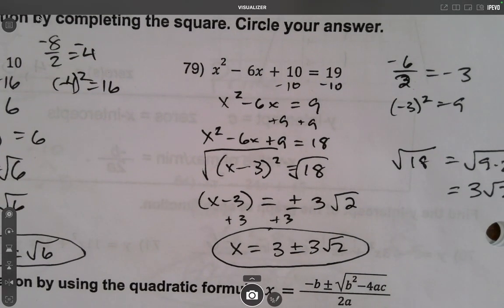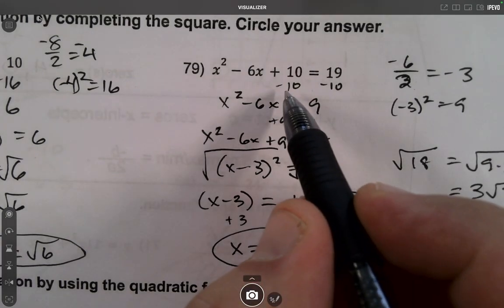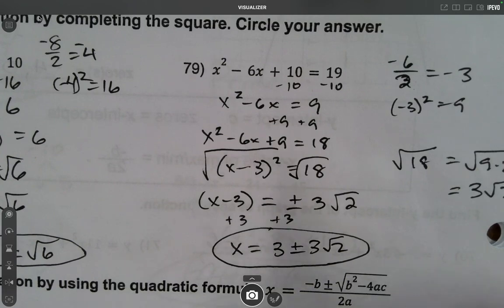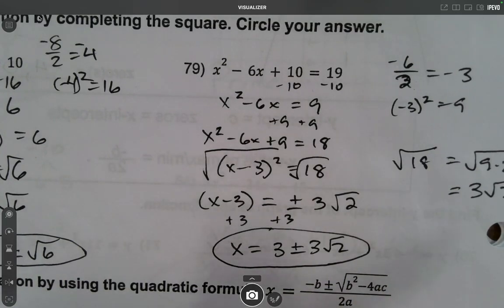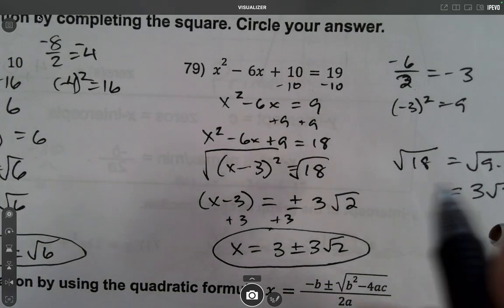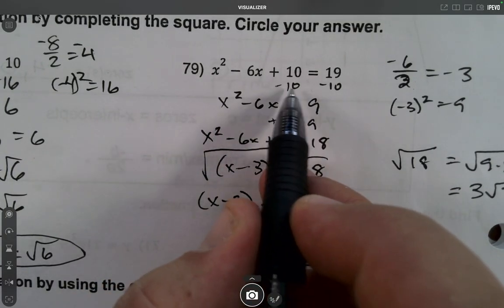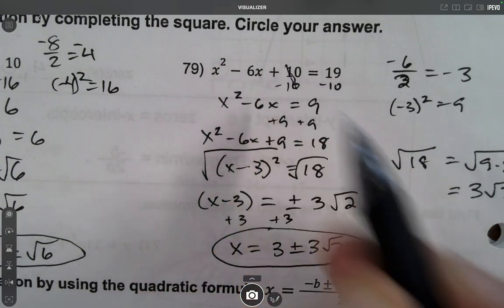Okay, same process with 77, except we do have to subtract that 10 over first, because we want all the constants on the right side before we do the half the middle and square it dance. Yes, I said dance. So we have x squared minus 6x equals 9, because we subtracted 10 from both sides.